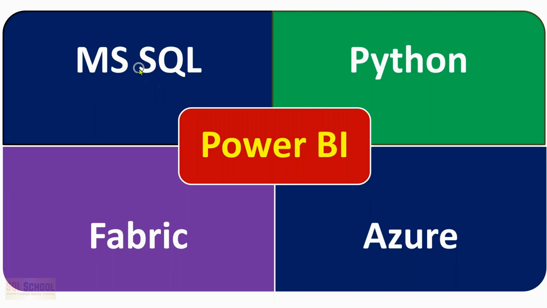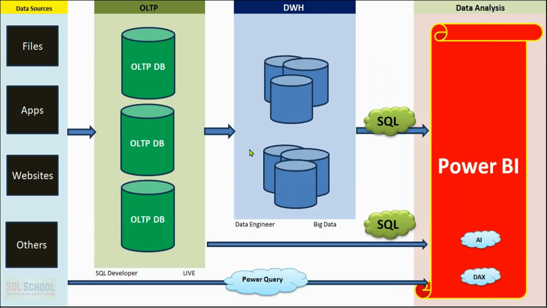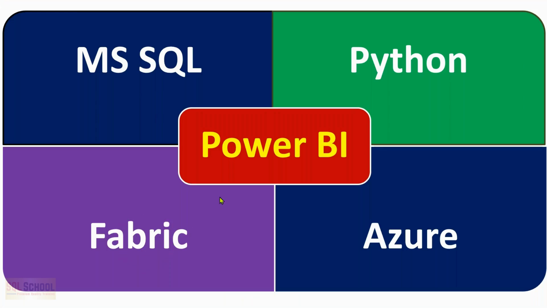Why SQL here? Because the data source can be either OLTP or a warehouse. These databases need SQL. Microsoft SQL is preferred because Power BI is from Microsoft. Next comes why Fabric? Because Power BI Cloud is now inside Fabric Cloud. Fabric is a separate technology from Microsoft.